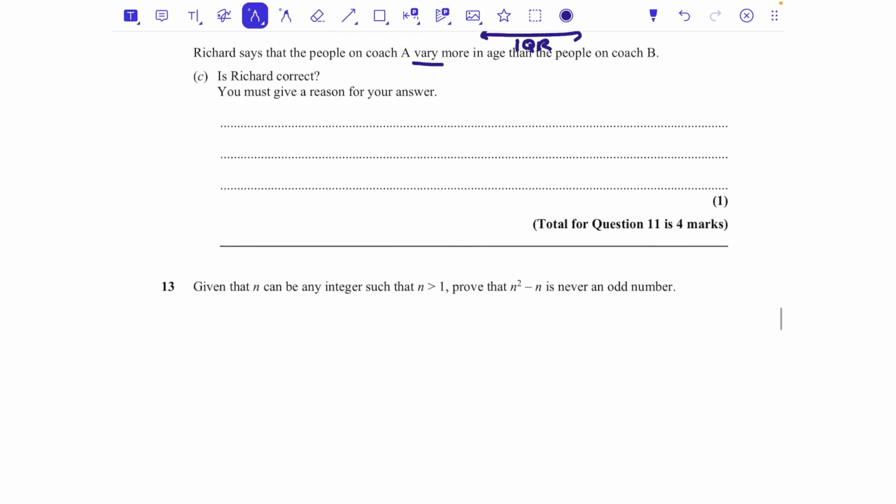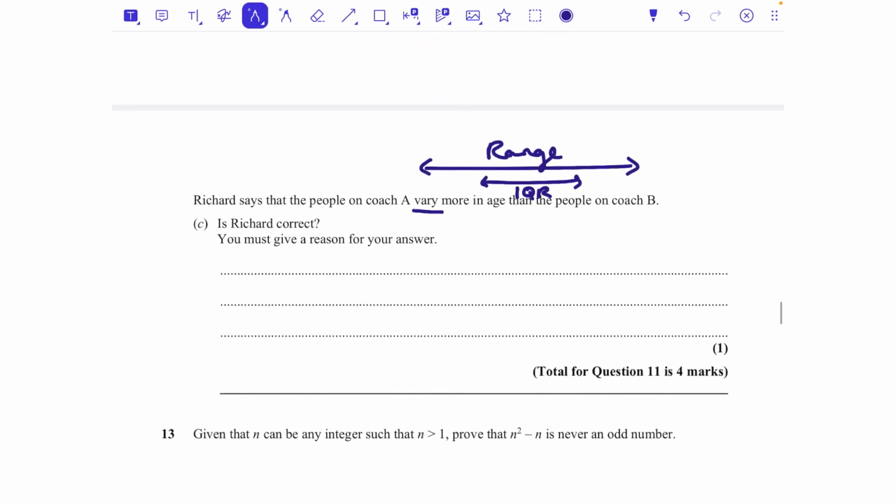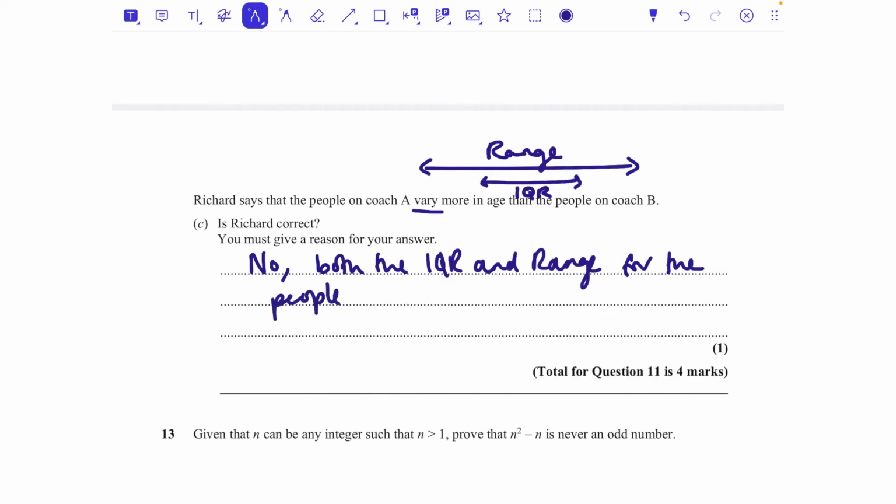So that's going to be more varied in age. What did Richard say? He says the people in coach A vary more in age. So is Richard correct? No. Both the interquartile range and range, you don't need to work out both, one is sufficient. Both the interquartile range and range for the people on coach B are greater, therefore more varied.